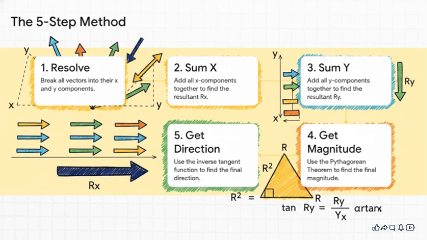Step 1, break down every single vector into its x and y components. Step 2, add up all the horizontal, the x components, to get one total. Step 3, do the exact same thing for all the vertical, y components. And guess what? The hard part's over. Steps 4 and 5 are just about building a single, brand new vector from those two totals.